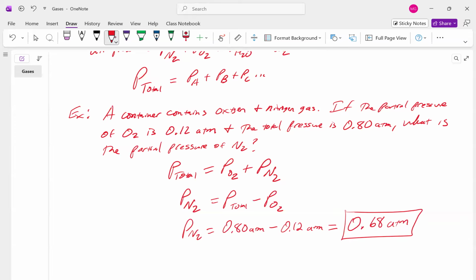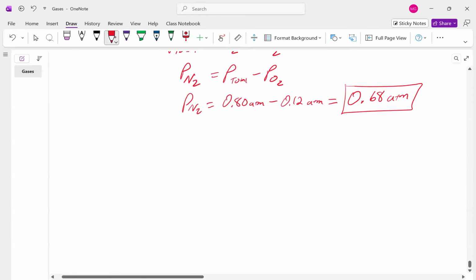And this leads me to the second thing I want to talk about with mixtures of gases, and this is something known as mole fractions and the relationship to partial pressure.